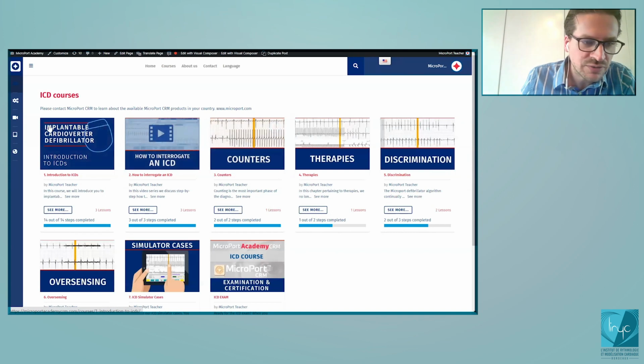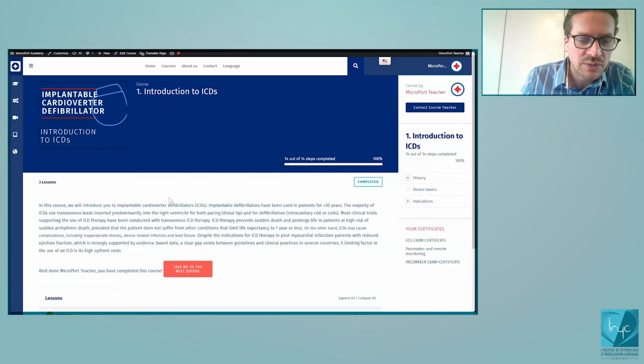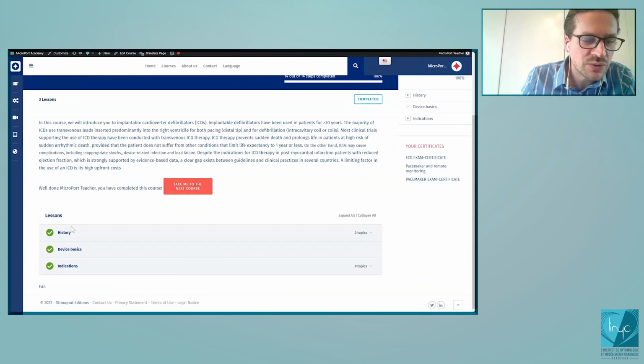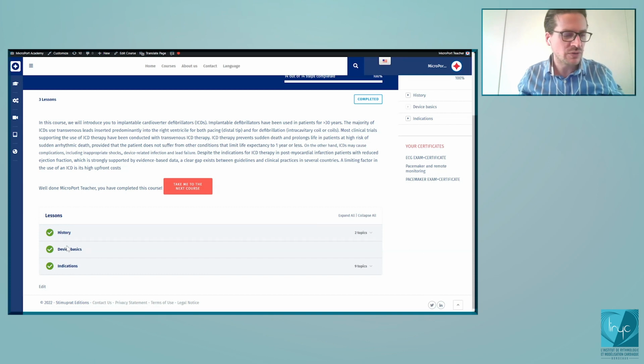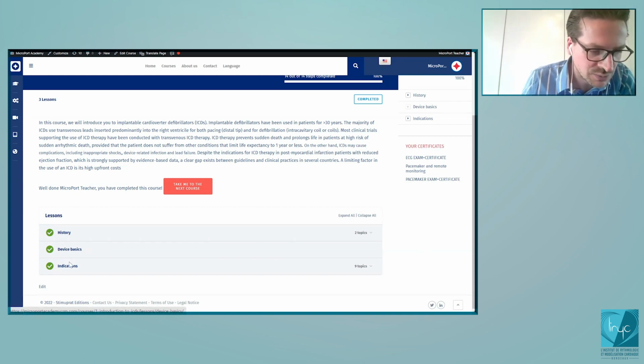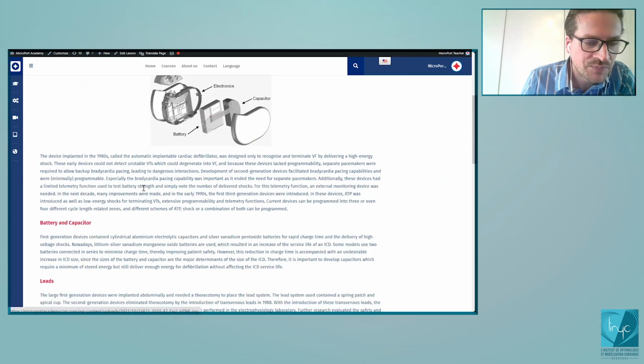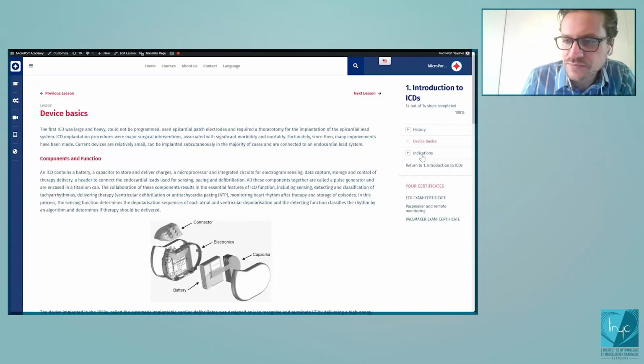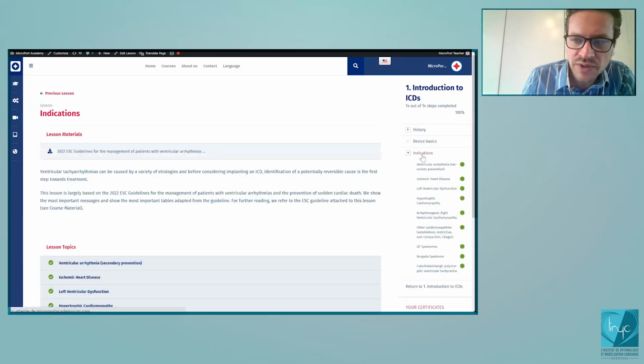Here you can see that there are different chapters. In the beginning, it starts with a basic introduction, some history, which could be interesting for a few. I always love to know how these devices were developed. So if you have time for that, that would be interesting. Of course, some basics about leads and what the ICD looks like from the inside could interest you. And then one of the most important things for ICDs are, of course, the indications.